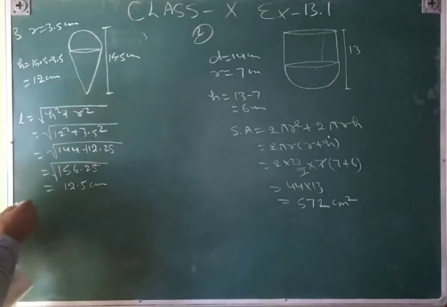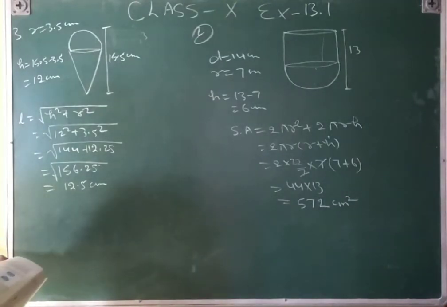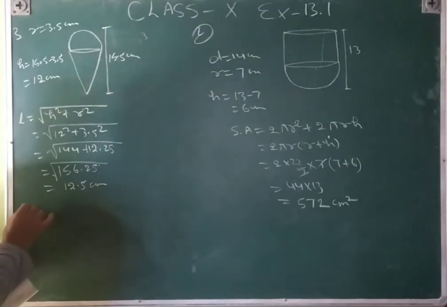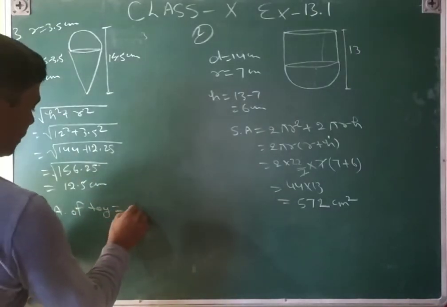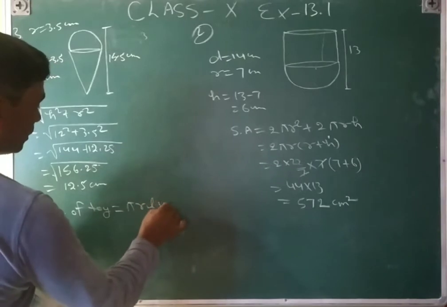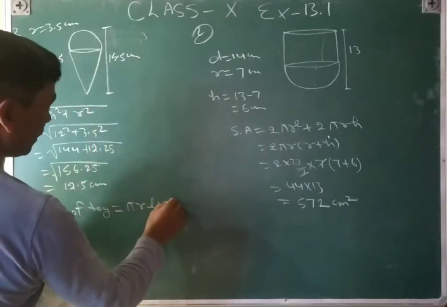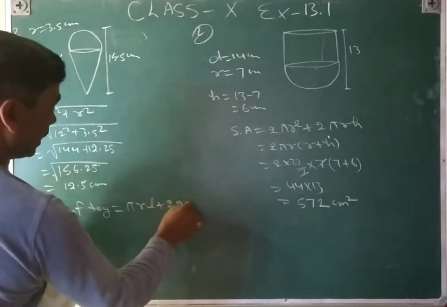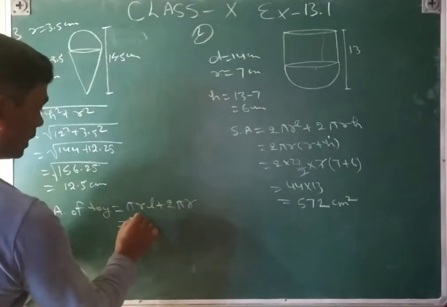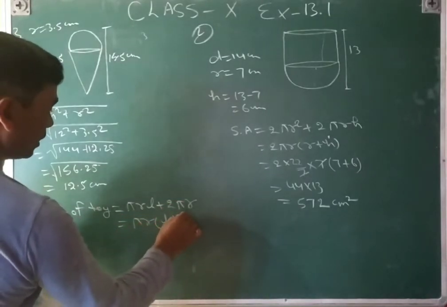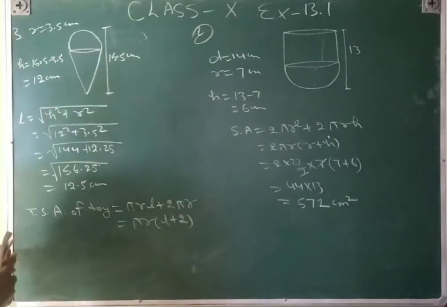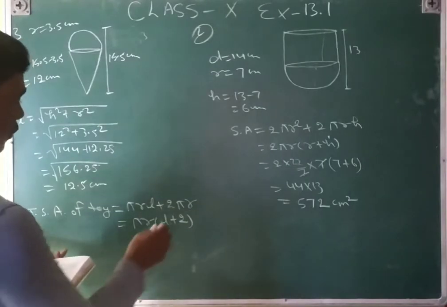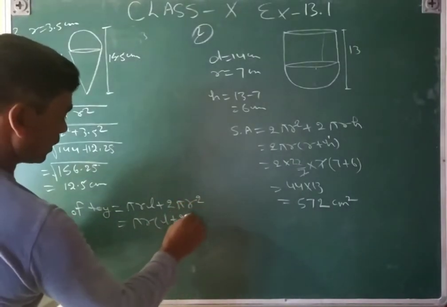CSA of both means the total surface area of the toy. Total surface area of toy is equal to pi r L, that is the cone area, and then for the hemisphere 2 pi r square. Sorry, 2 pi r square. So pi r is common, so L plus 2 r is left there.